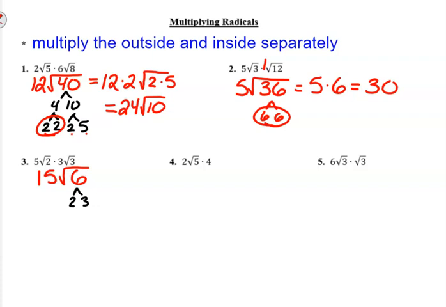So what I'd like you to do is hit pause on the video now, and I want you to try number 4 and number 5. I will give you a hint on number 4. You can think of it as just having a square root of 1, kind of like there's an invisible 1 in front. Technically, there would be a 1 inside the square root if it's not there. So go ahead and hit pause and try 4 and 5.